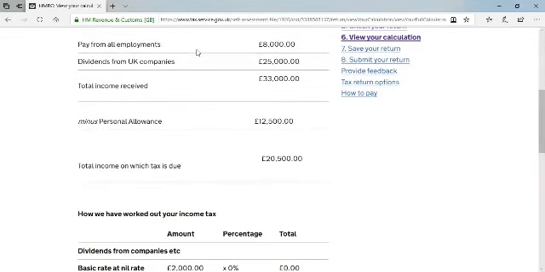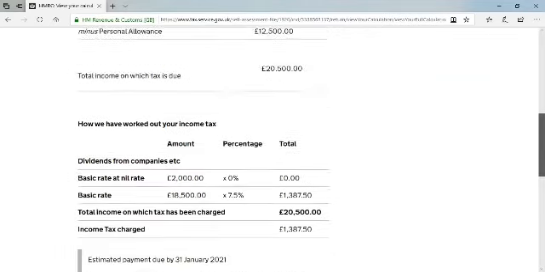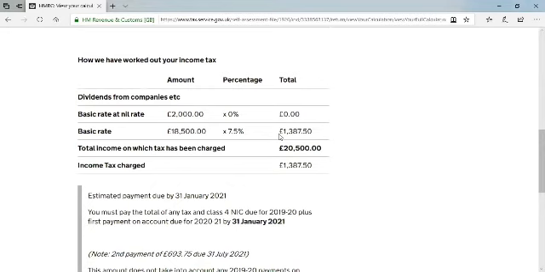Your pay from employments, we said, was £8,000 from our contractor limited company via the PAYE scheme. We then took £25,000 in dividends from our company, a £33,000 total. They'll deduct the £12,500 personal allowance, or whatever your allowance is, which leaves us with £20,500. And scroll down to the bottom. £20,500 to be taxed, it's all in the form of dividends here.